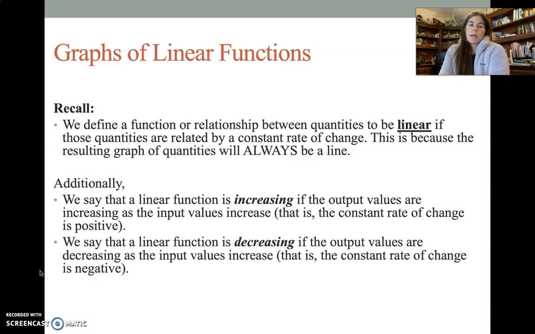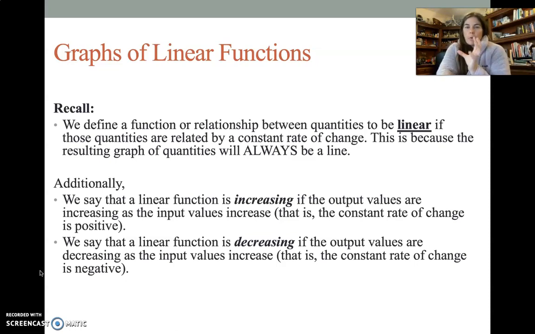Now, in terms of the line, we would say a linear function is increasing if the output values are increasing as the input values increase. So as my input is increasing, my output is also increasing. Essentially my function is increasing if I have a positive constant rate of change. Conversely, the linear function is decreasing if the output values are decreasing as the input values increase. So as my input is increasing, my output is now decreasing. We have a negative rate of change.